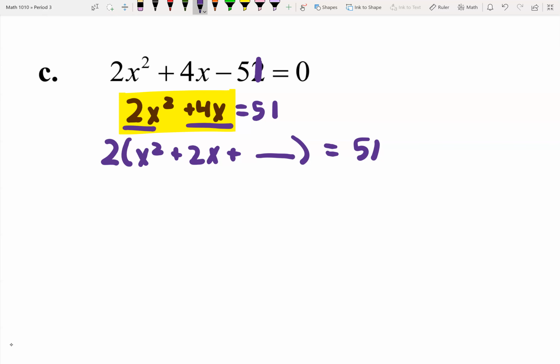Okay, here we go. Middle number's a 2, not a 4, it's a 2. Divide it by 2, you get a 1. 1 squared is 1. Now I have to balance it over here. I do not put a 1. 1 is wrong. What is it? It's a 2. The reason it's a 2 is because, see this 2? It's multiplied by all those things right there.